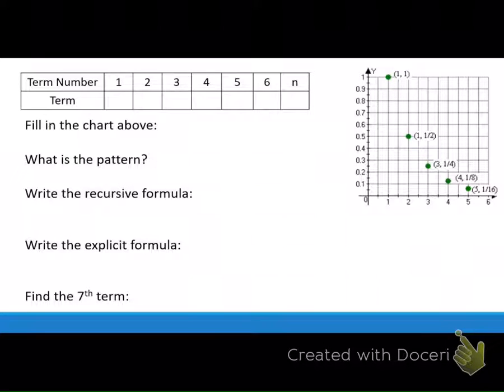Okay, next one. At 1, how many is there? 1. At 2, how many is there? At 3, what is it? 4. At 4, it is 8. And then it's 16. Wait. I think it says 1 there. Oh, that should be 2. It's just written wrong. Good job with catching that though. Yeah, this should say 2 here, not 1.